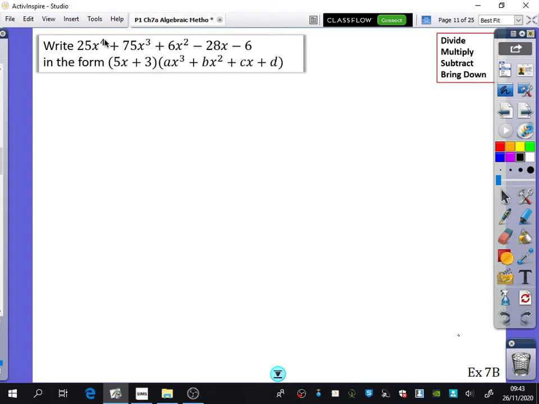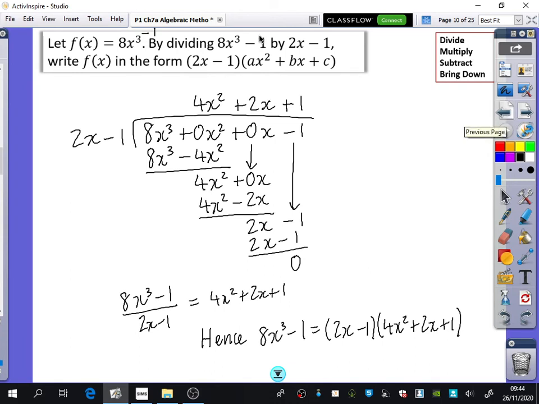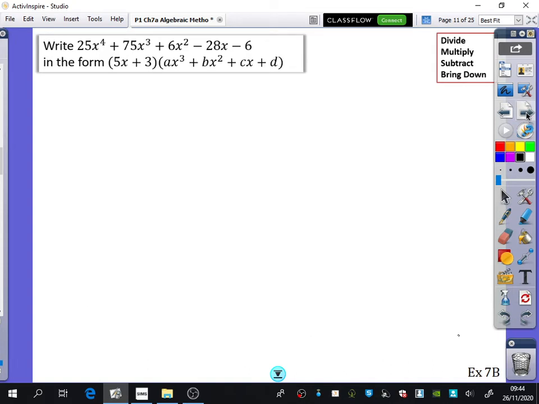Because a quartic has a power of 4, a linear has a power of 1. Power of 4 subtract power of 1 is going to give you a cubic, like you've got here. And that worked on the previous page, because we had a cubic divided by a linear. Power of 3, power of 1, the difference between that is a quadratic as well. So it all makes sense with the powers and the index laws that we've got.